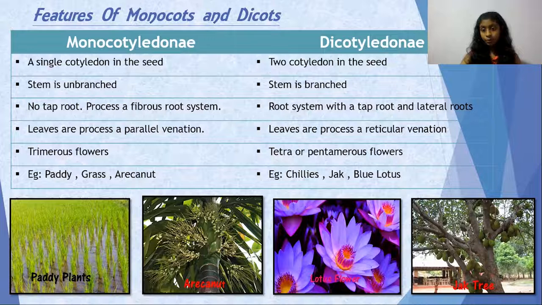Monocotyledon plants have leaves with parallel venation, and dicotyledon plants have leaves with reticulate venation. The monocotyledon plants bear trimerous flowers, and the dicotyledon plants bear tetramerous or pentamerous flowers. Examples for monocotyledon plants: paddy, grass, and areca. Examples for dicotyledon plants: chilies, jack, and blue lotus. Now this is the end of my presentation.